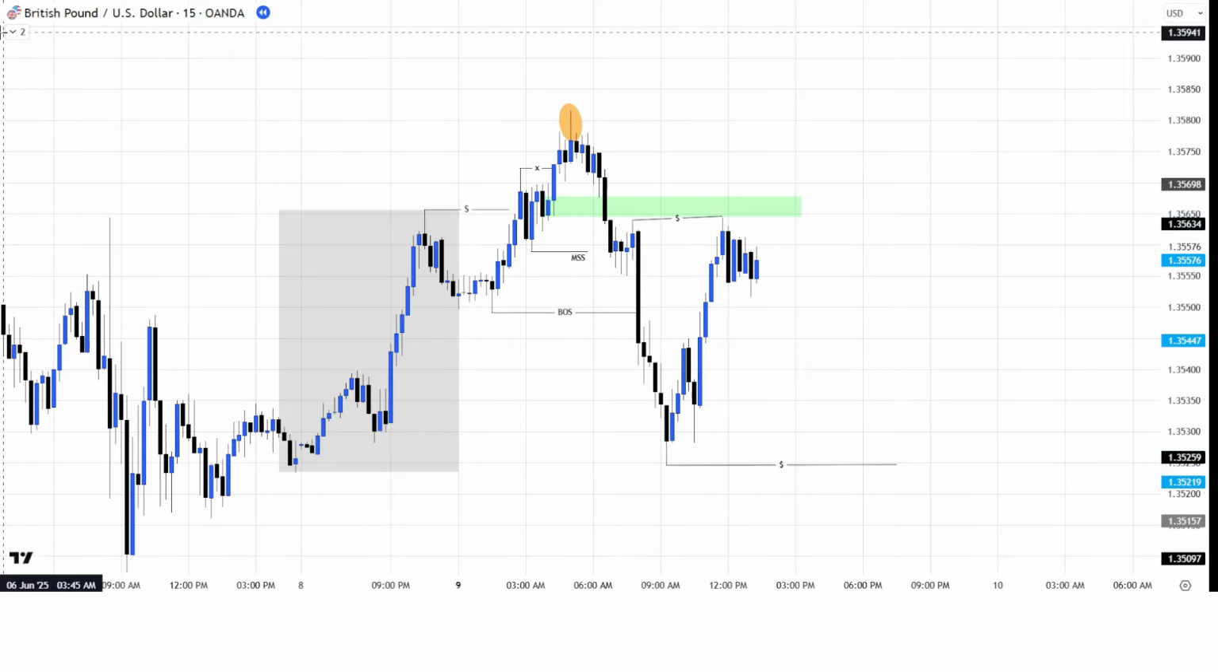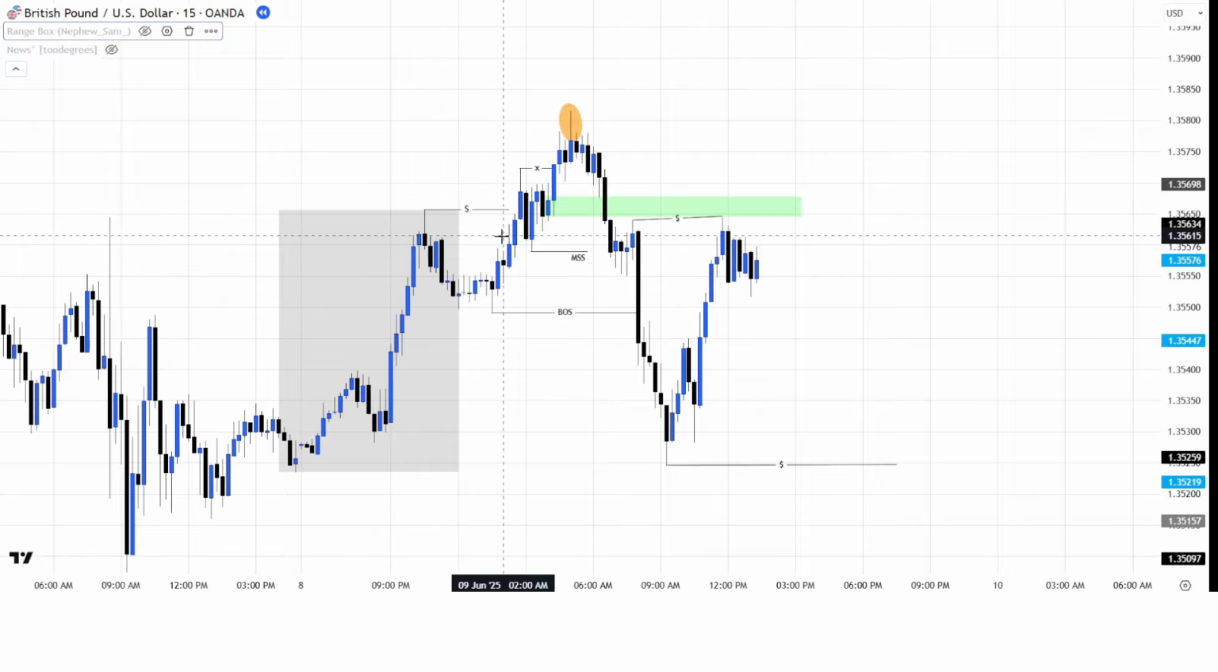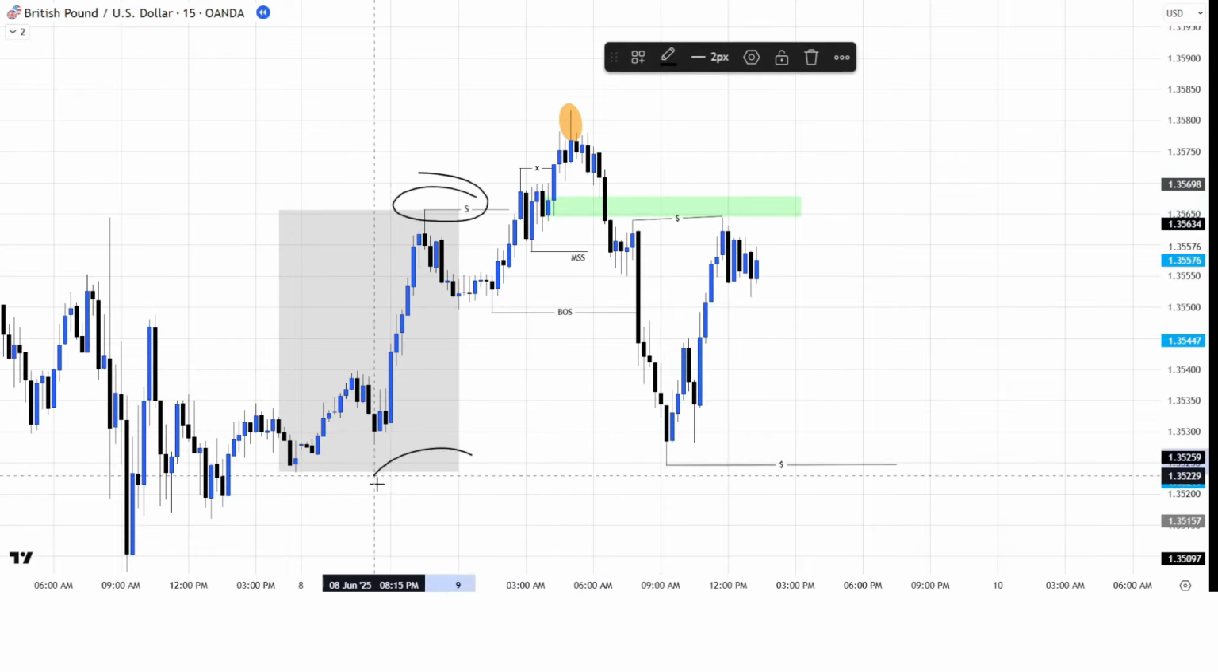Right here I have my indicator. It's called Range Box by Nephew Sam. There's the settings for it, right? I talk about this indicator a lot, right? It's one of those indicators that I use, right? But this is just my Asian session. I know liquidity is above and below.